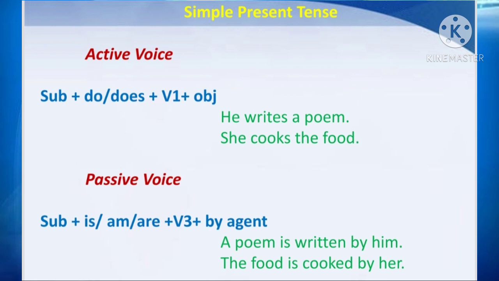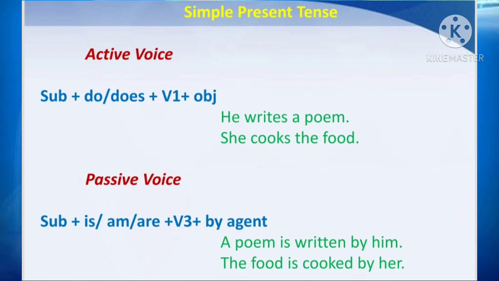Example is given there. He writes a poem. Here he is the subject. Does plus V1 form of the verb. That means does plus write will give you writes. And the object is a poem. Next, she cooks the food. Here she is the subject. Does plus V1, that is base form of the verb cook, will give you cooks. She cooks the food. The food is the object.